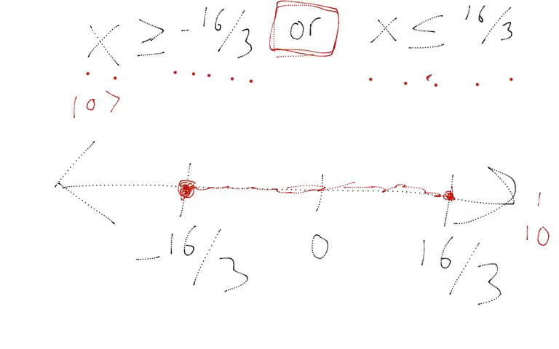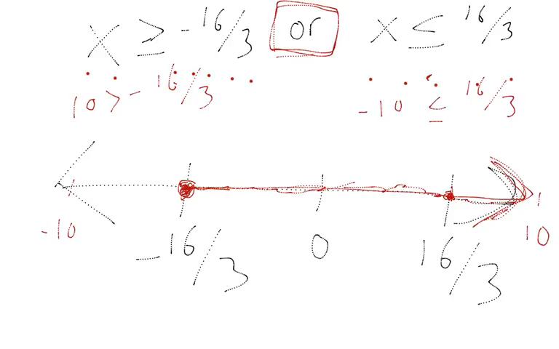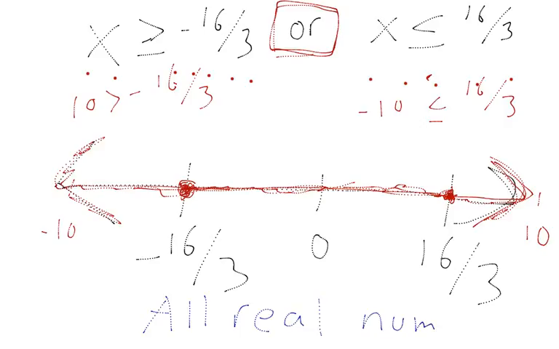Let me just erase this and rewrite this. So that's going to be true. So I do graph 10. In fact, I graph everything over here because everything from this point onwards is more than negative 16 thirds. Likewise, if I had negative 10, I know that negative 10 is less than or equal to 16 thirds. After all, it's negative. It's got to be less than a positive number. So anything left of 16 thirds will get shaded. So all this gets shaded too. So I shade everything. This means my solution is all real numbers.